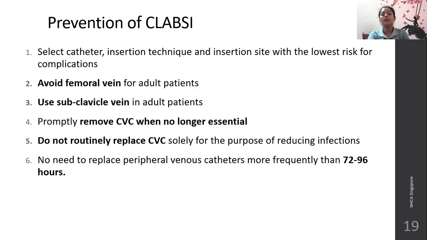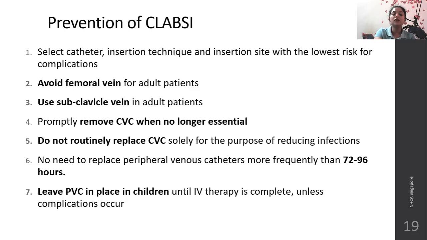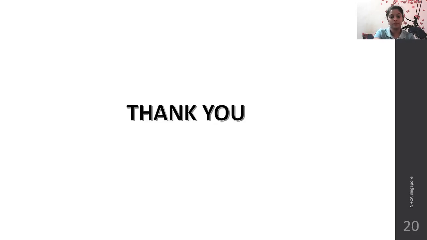No need to replace peripheral venous catheters more frequently than every 72 to 96 hours. That is the IV line, the IV catheters which you apply. Leave the peripheral venous catheter in place in children until IV therapy is complete, unless complications occur. Removing and replacing the PVC often in children is not recommended. Again, a surveillance system should be there for CLABSI. Thank you.